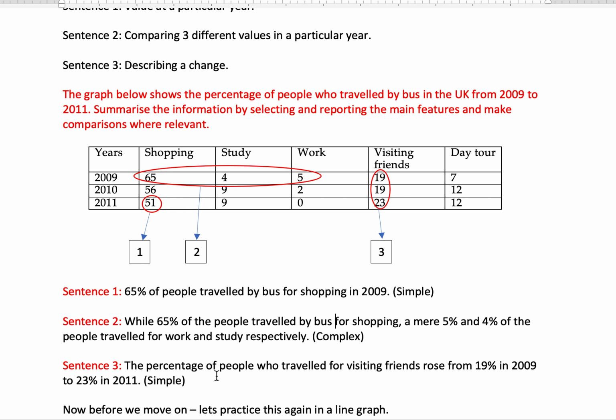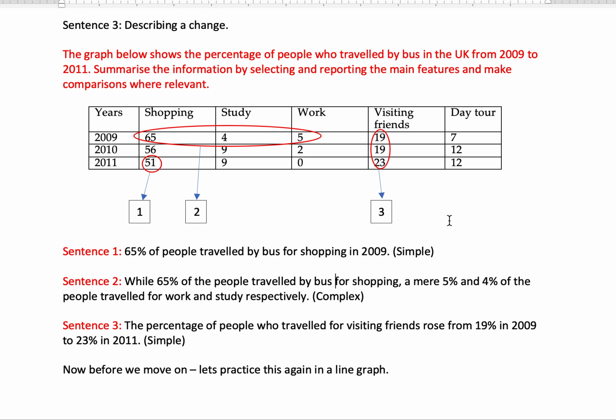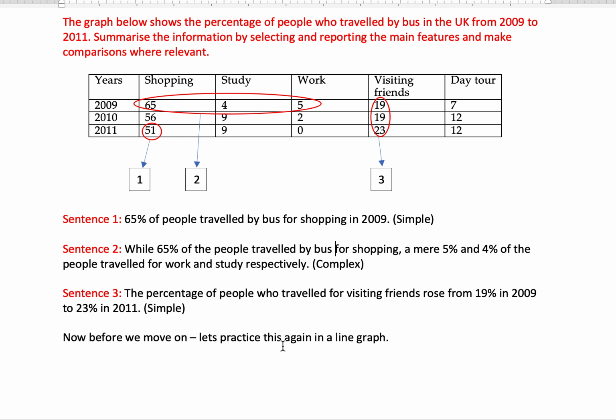Sentence 3. The percentage of people who traveled for visiting friends rose from 19% to 23%. Rose from 19% in 2009 to 23% in 2011. This is a simple way to write the trend. So the percentage of people who traveled for day tour rose from 7% in 2009 to 12% in 2011. So this is it. Now let us practice this again in a line graph.